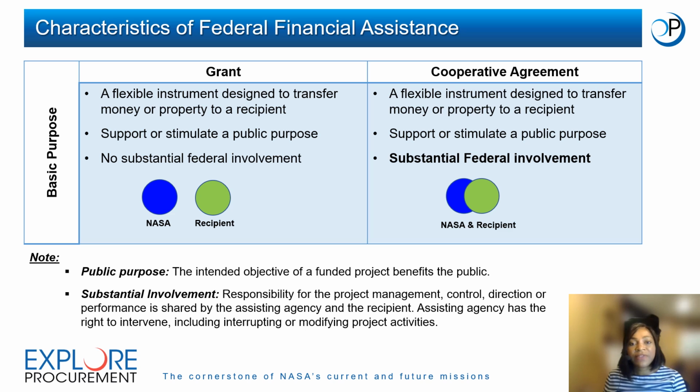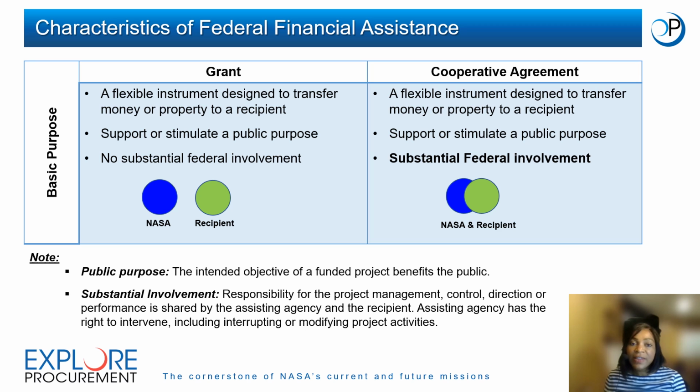Now let's look at the difference between a grant and cooperative agreement. As you can see, grants and cooperative agreements are similar in nature. They're both used to transfer money or property to a recipient. They both support or stimulate a public purpose. That is, when the intended objective of a funded project benefits the public. The one difference between the two instruments is substantial involvement on the federal agency's part.